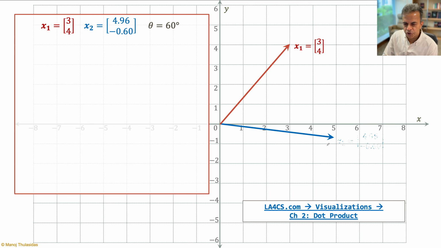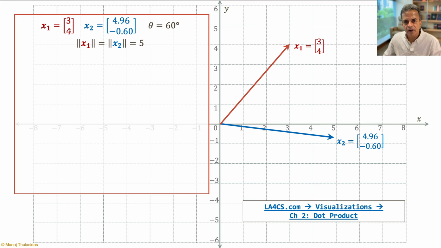I have two vectors there, and they are carefully chosen so that the angle between them is actually 60 degrees, and the norm of each one of them is 5. 3 and 4, easy to see. 3 square, 9 plus 4 square, 16. 9 plus 16, 25, square root 5. So it's the same here also.